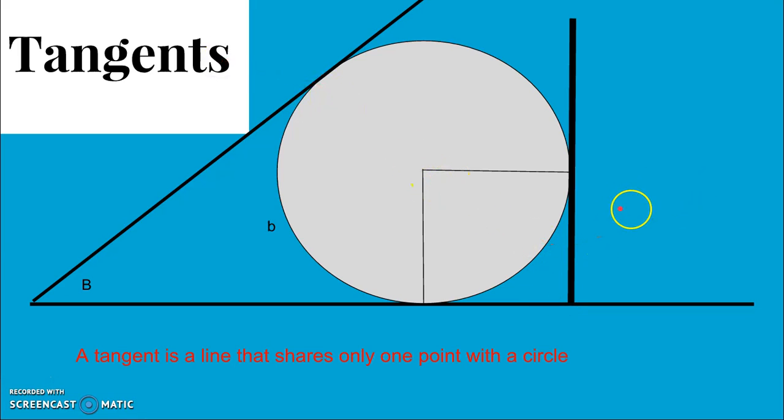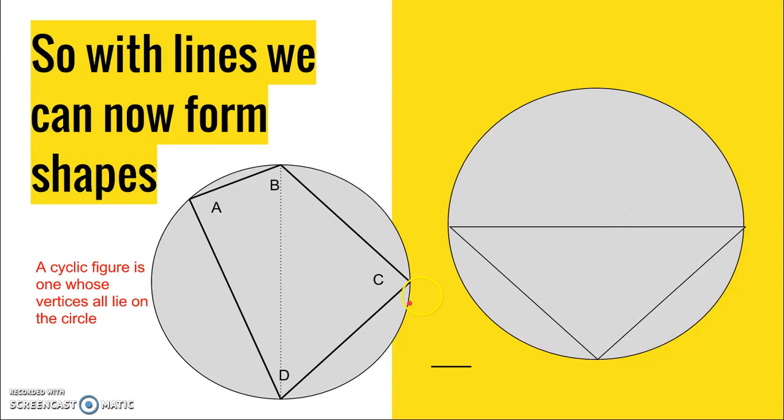So let's figure out some new stuff with shapes. Like I said, we've seen a triangle on a circle already, and we just saw that square, right? So with lines we can form shapes, and that's a really cool thing. It's really important in circles. A cyclic figure is one whose all vertices lie on the circle. Right? So we have A, B, C, and D all on this circle here.